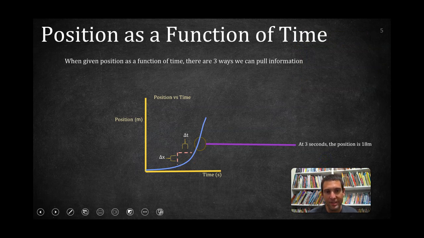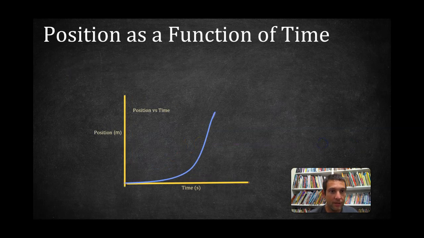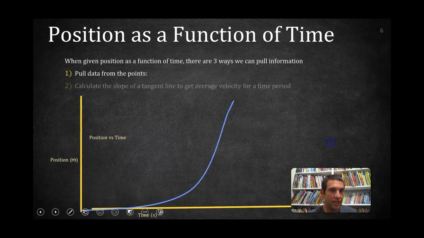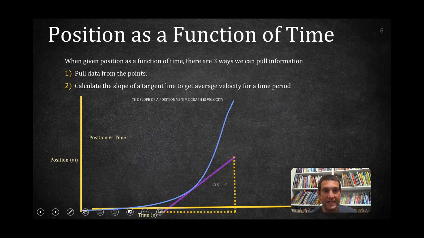When given position as a function of time, or a position versus time graph, there are three ways we can pull information. First of all, we can pull data from the points. For example, this circled area, we can say at 3 seconds the position is 18 meters. Maybe we need that for problem solving. Next thing we can do is calculate the slope of a tangent line to get the average velocity for a time period. Remember, the slope of a position versus time graph will give you your velocity.